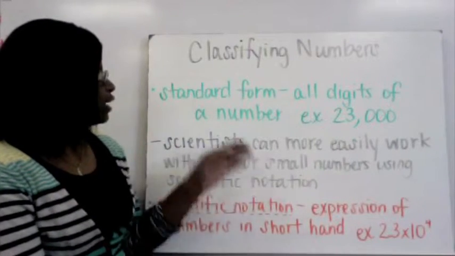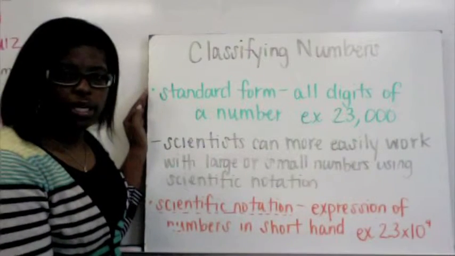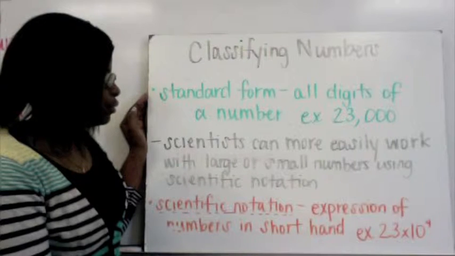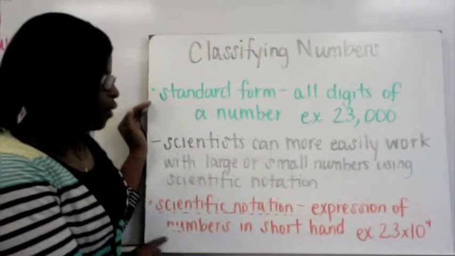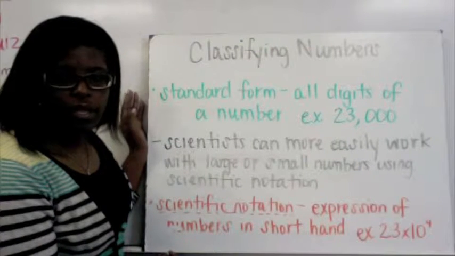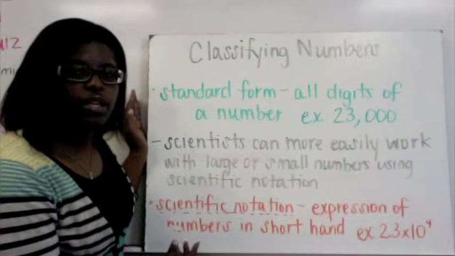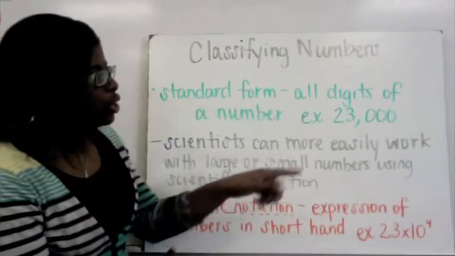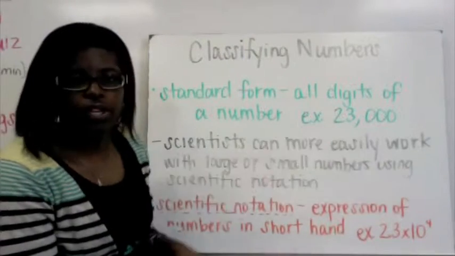So when we classify numbers, we're going to talk about them being in the numerical value forms of standard form or in scientific notation. Standard form is simply all the digits of a number. The example I gave you was 23,000. So within the numerical value of 23,000, you have 2, 3, and 3 zeros.